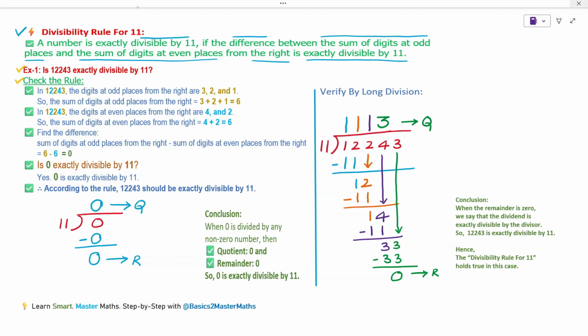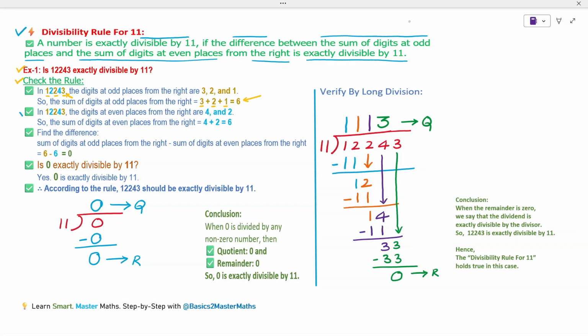Step 1. In 12243, the digits at odd places from the right are 3, 2 and 1. So, the sum of digits at odd places from the right equals 3 plus 2 plus 1 gives you 6.